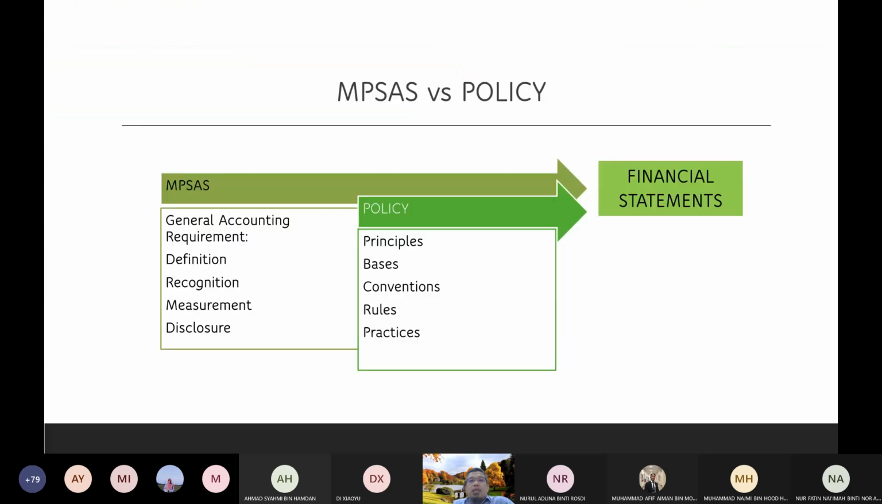Right, MPSAS and policy. MPSAS as a standard covers definition, recognition, measurement, and disclosure. Accounting policies provide the basis of preparing the financial statements, and the rules and practices for them to prepare the financial statements. I think these two become the guidance. And definitely these are all disclosed together in the notes to the accounts.